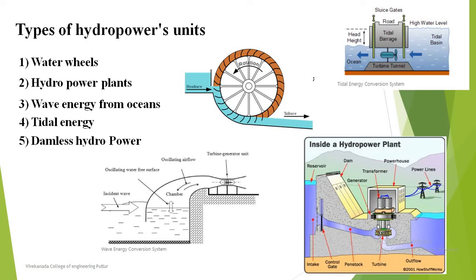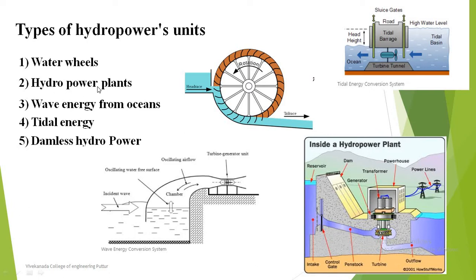The hydropower units: there are different types of hydropower units. The first one is water wheels. Here the wheel is fixed below the surface of water or on the surface of water. The flow of water causes the rotation of the wheel, which is connected to the generator. This wheel converts the hydraulic energy into mechanical energy. The generator fitted to this converts the mechanical energy into electrical energy.